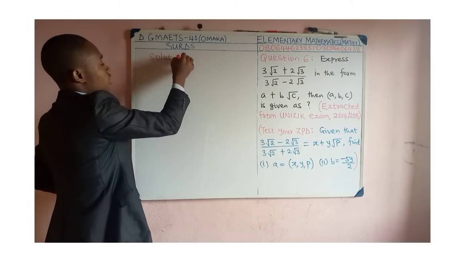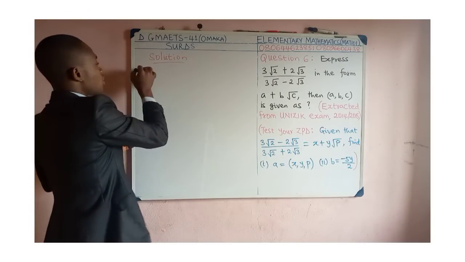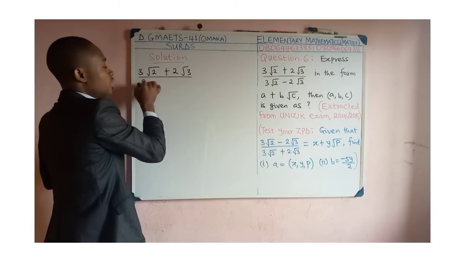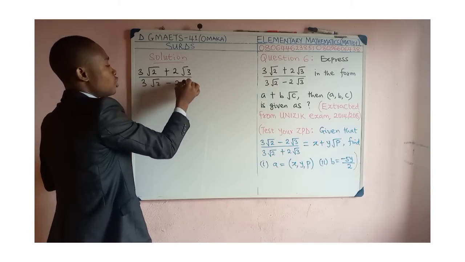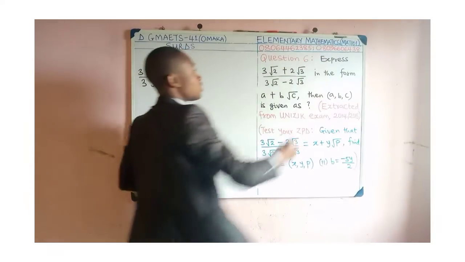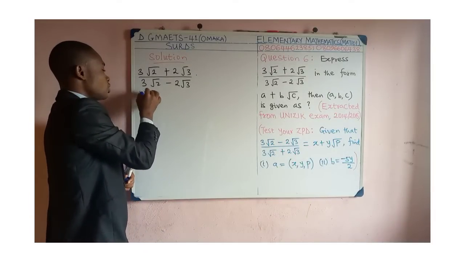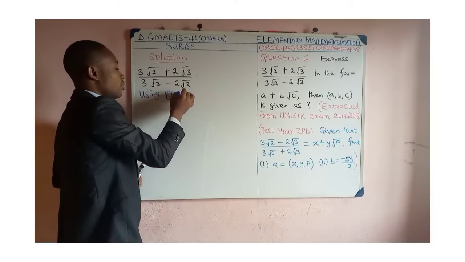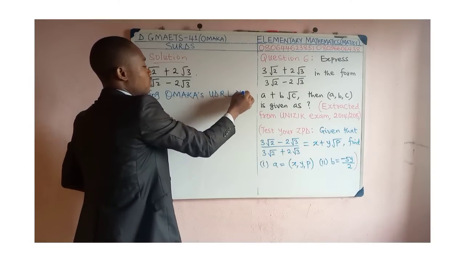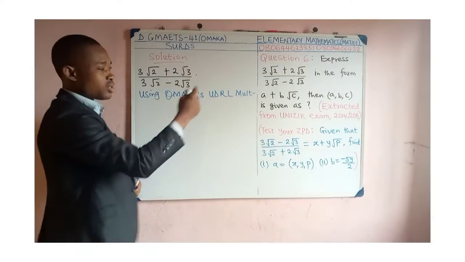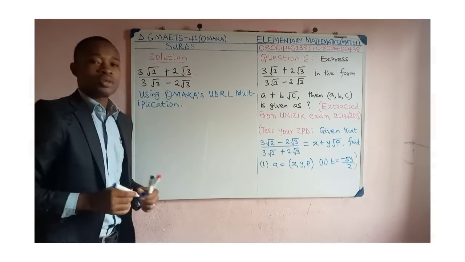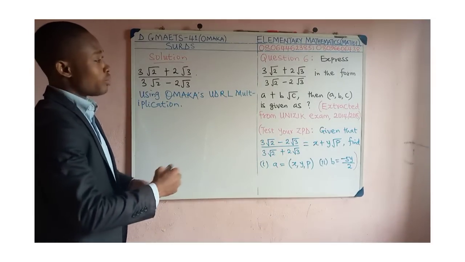Solution. So let us look at the sort given to us. The sort given is 3 root 2 plus 2 root 3 all over 3 root 2 minus 2 root 3. We are going to use the Omaka'S Udrl multiplication method. Remember, I told you that I will be consistent in using that method in rationalizing sort, because it's quicker to use it in getting the value by sort rationalization.